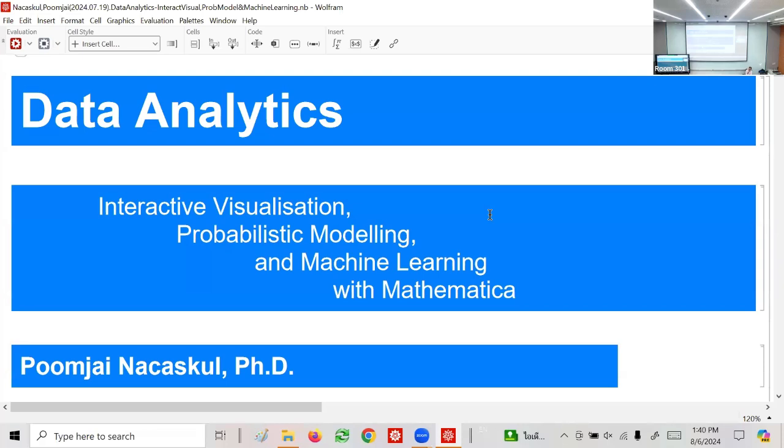Okay. Data analytics. Let's look at the title. Interactive visualization, probabilistic modeling, and machine learning with Mathematica. So the subject is data analytics, the tool to learn and to use throughout your career is Wolfram Mathematica, which is a programming language and a platform. You see that it's more like an ecosystem as well.